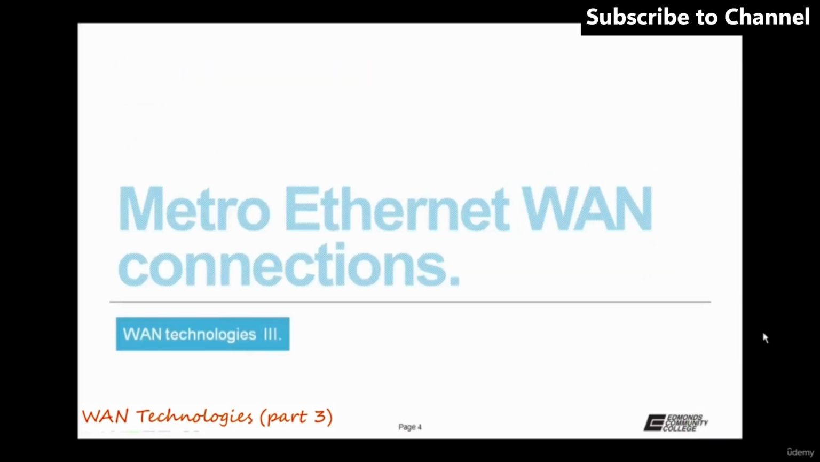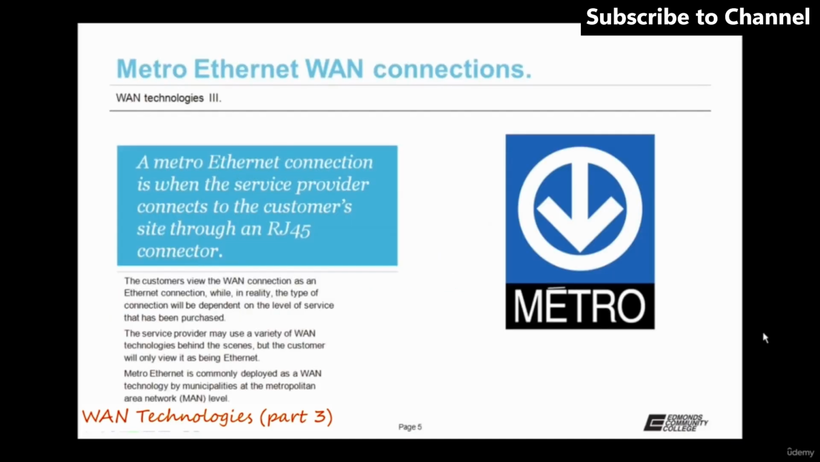Of course, I'm going to begin by discussing Metro Ethernet WAN connections. A Metro Ethernet connection is when the service provider connects to the customer's site through an RJ45 connector. The customer will view that WAN connection as an Ethernet connection, while in reality the type of connection will be dependent upon the level of service that has been purchased.